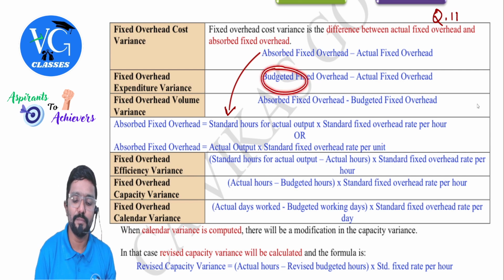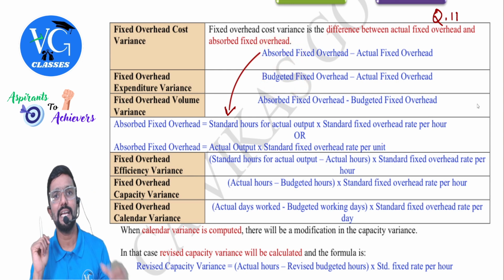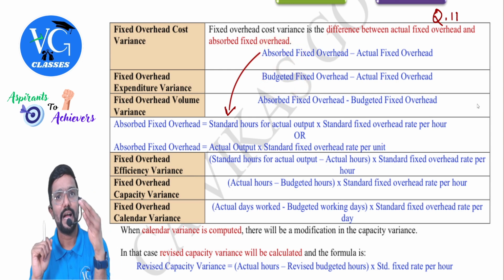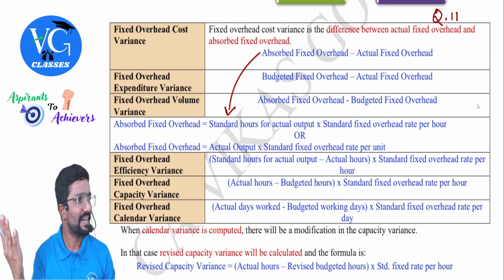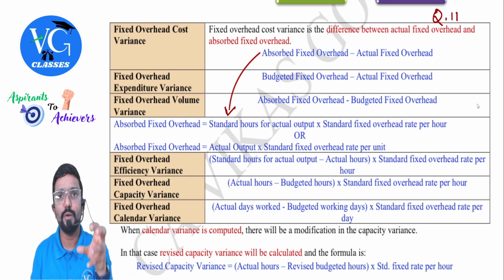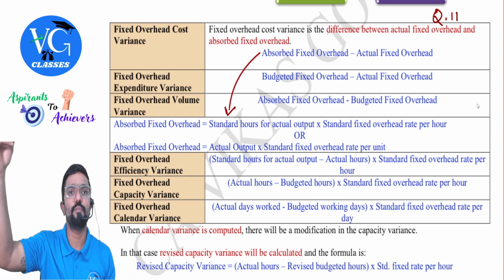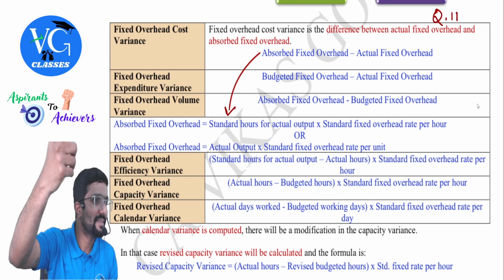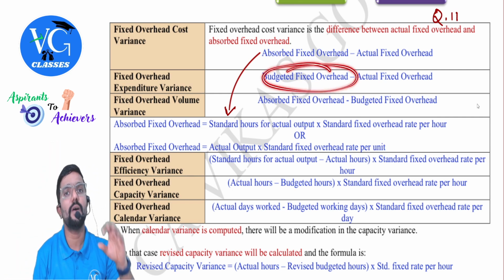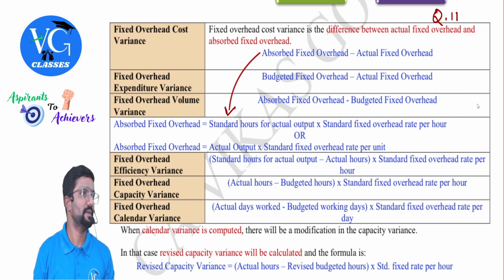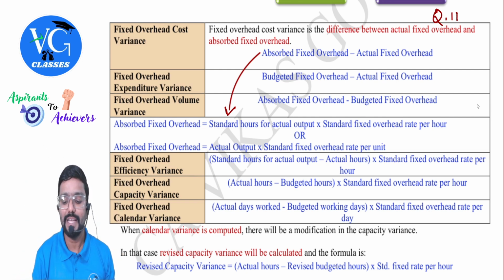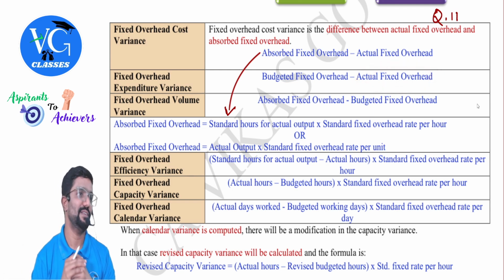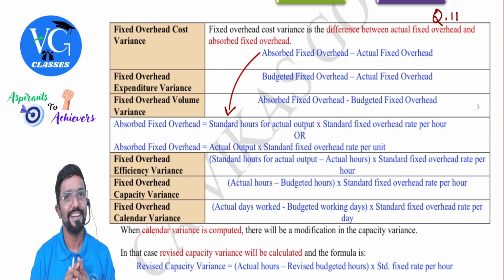Sir, what is the difference between budgeted and observed? Guys, observed, I have converted the budgeted data for what? Actual output. Clear? Means if the predetermined overhead rate was observed for actual output, how much would it have been? Whereas budgeted fixed overhead will always be for budgeted output, whereas actual is always for actual.